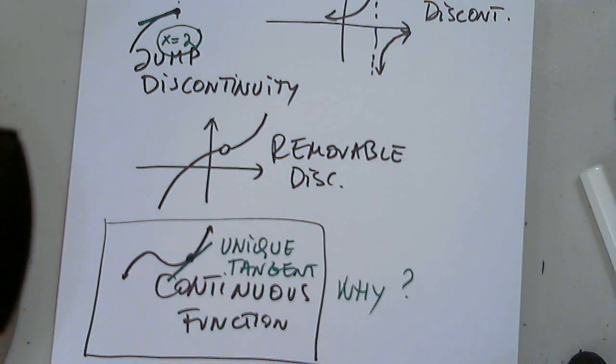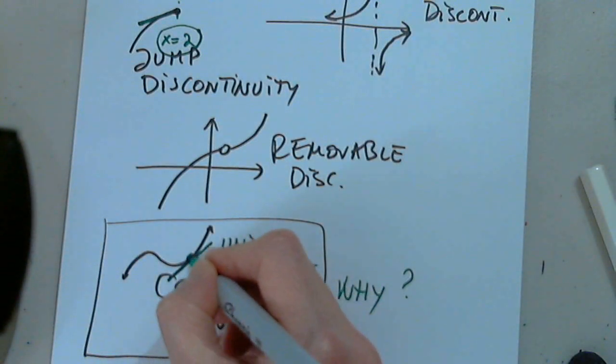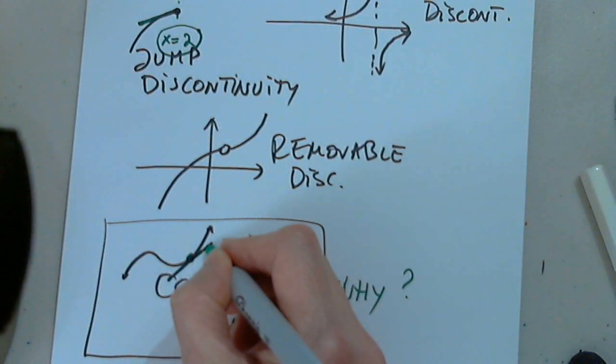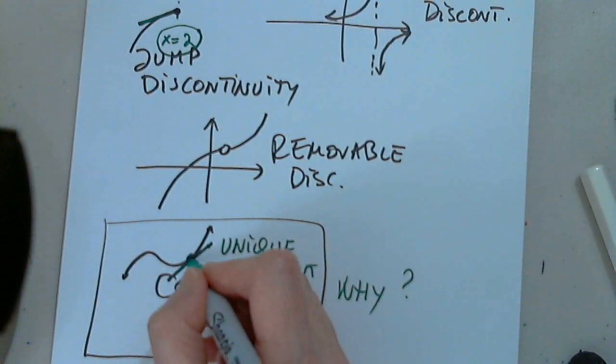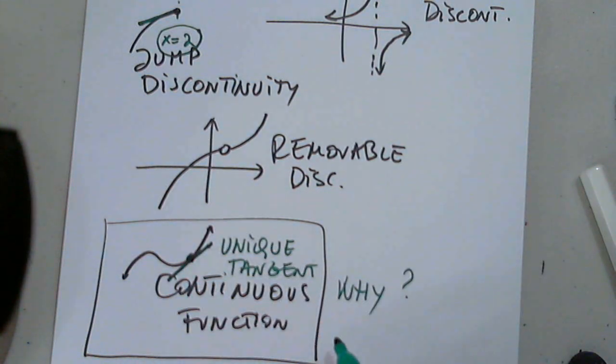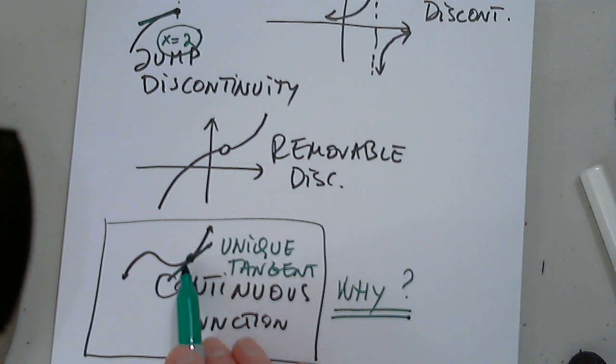Who cares? Because in calculus, we are talking about motion, right? So the slope of this tangent line will give us the instantaneous rate of change of the function at this point. So this is the reason why we are interested to know if the function is continuous or not.